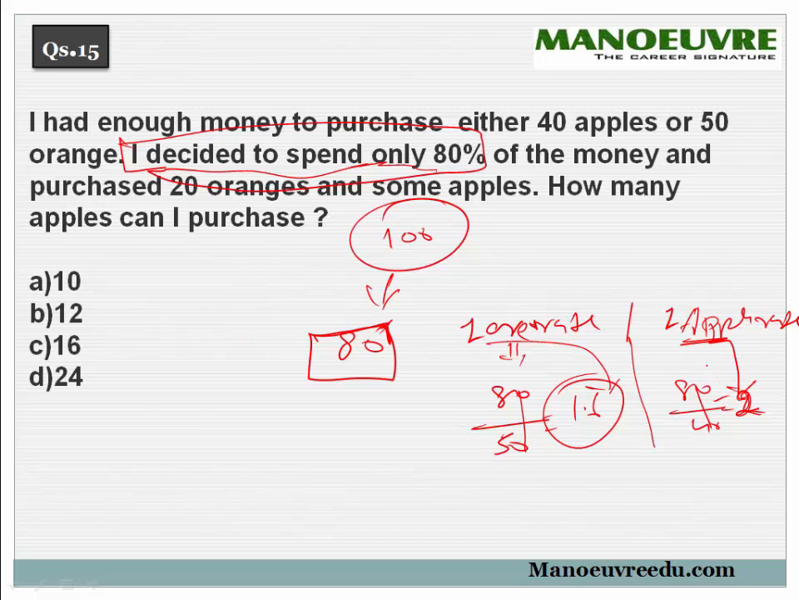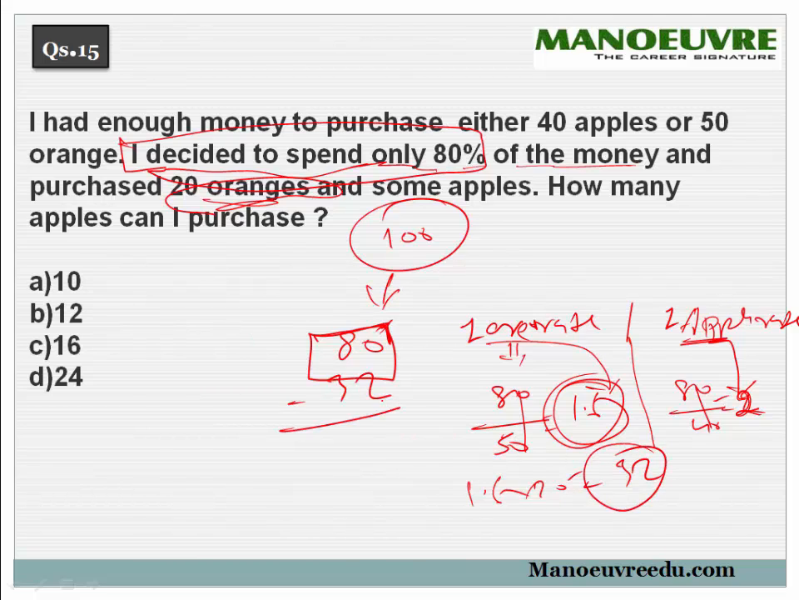Now the question is, now he's saying to spend 80% of the money and purchase 20 oranges. So one orange costs me 1.6, so 20 oranges cost me 32 rupees. So I have 80 rupees and I have spent 32 rupees to buy oranges, so I am left with 48 rupees.